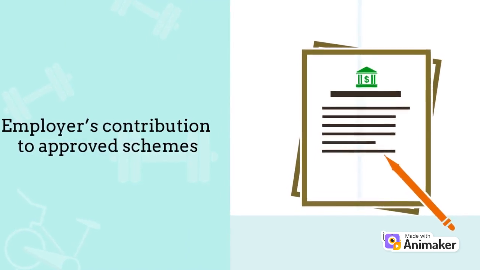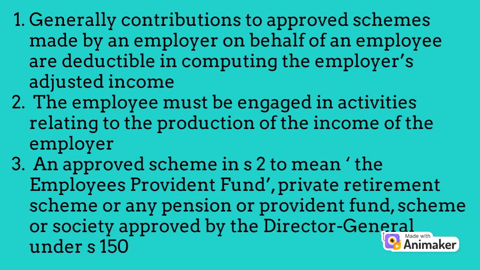Employer's contribution to approved schemes. Generally, contributions to approved schemes made by an employer on behalf of an employee are deductible in computing the employer's adjusted income. The employee must be engaged in activities relating to the production of the income of the employer. An approved scheme in S2 means the Employees Provident Fund, private retirement scheme or any pension or provident fund, scheme or society approved by the Director General under S150.